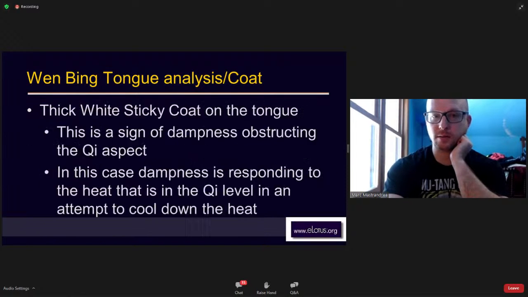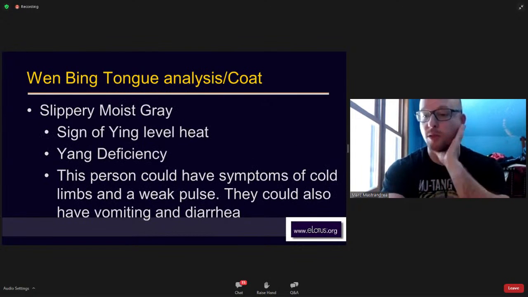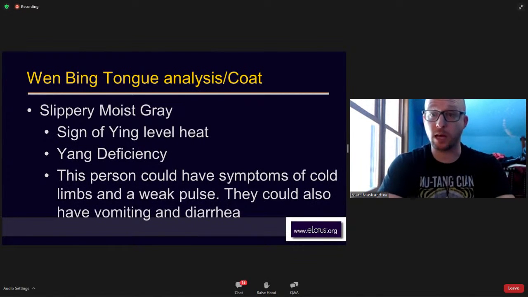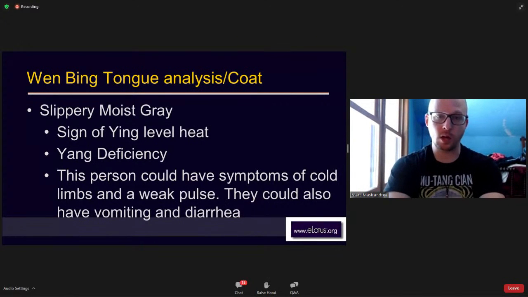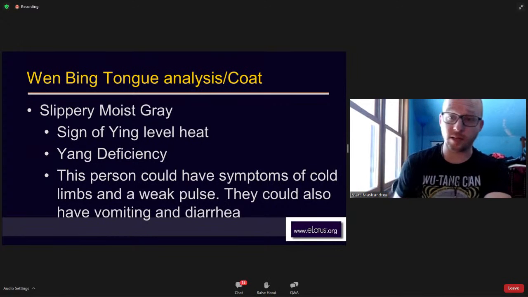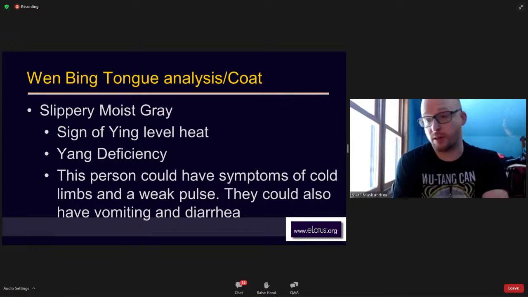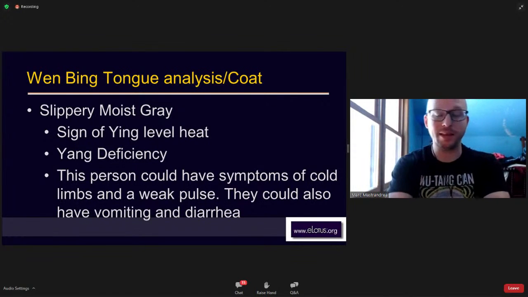Talk about analysis. So just going over a little bit of this. This is one other one I want you to remember. This is one that throws a lot of people off. A slippery, moist, gray tongue. A lot of people don't think of heat. Remember, heat is consuming the yin and the yang, in a case of somebody with a Wen Bing pathogen. So in the case of this happening, you're going to find that this is Ying level heat. This is heat that's gone all the way through and really consumed a lot of the Zheng Qi, destroyed a lot of it, consumed a lot of the yin. So you start to notice, we obviously have yin deficiency, but you have a lot of yang deficiency. The person actually did get hit really hard in the yang area.